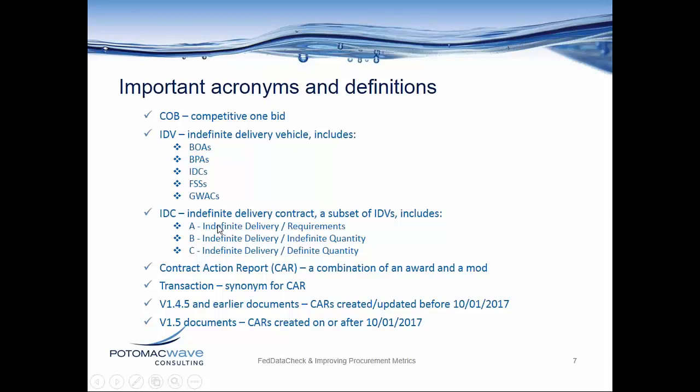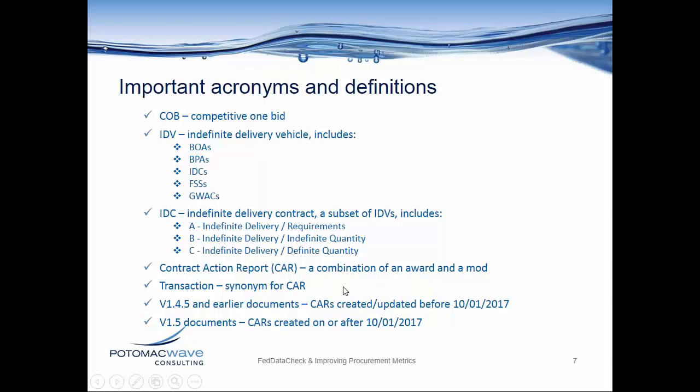Okay, what's an IDC? Indefinite delivery contract, and you can get subsets of those. So an IDC is a subset of an IDV. Then these are the breakouts of an IDC. You can have an indefinite delivery requirements. You can have an IDIQ, which is the most common one. And you can also have an indefinite delivery, definite quantity. So there are different types of IDCs, and then an IDC is a subpart of an IDV.